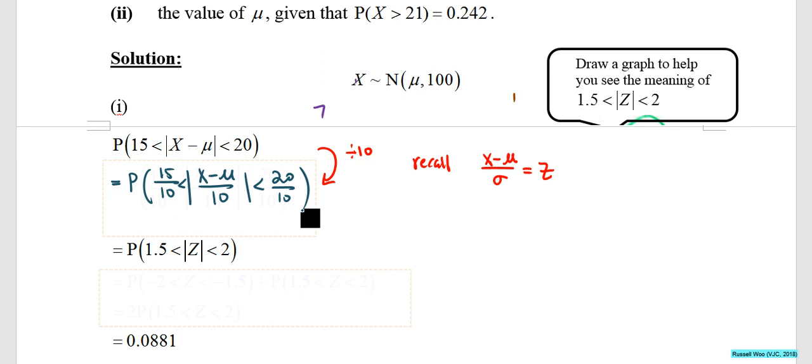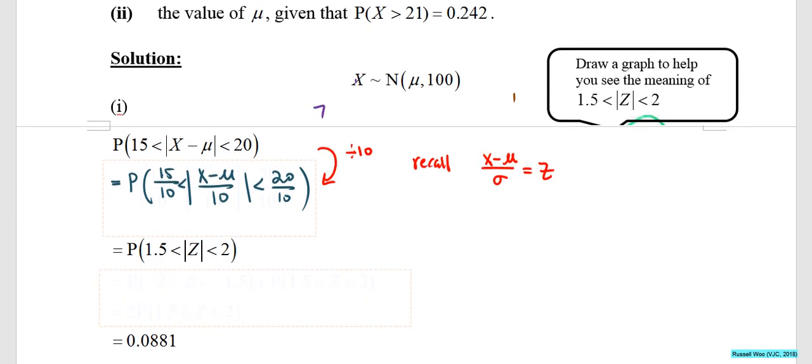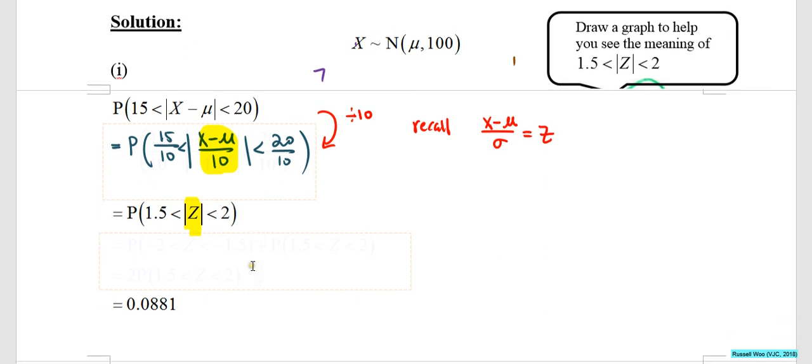Yes? Why do I divide by 10? Because I know that the standard deviation is 10. Look here, variance is 100, so the standard deviation will therefore be 10. Now, let us see what this is. X minus mu over standard deviation is actually the standard normal. Now, can we use GC? Since now this is equal to this, can we then use GC? I think it's not difficult. We can immediately use GC.